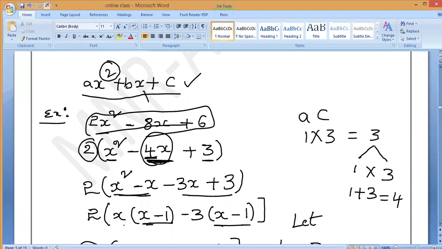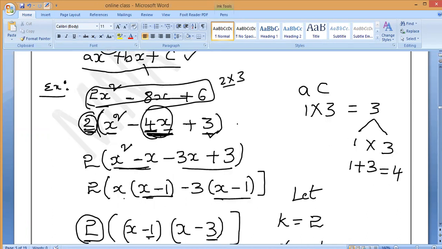So 2 is common. If you bring the 2 outside, then what is inside? x square. If you observe here, 8 is a multiple of 2. So 2 into 4, I can write. 2 is already outside, so I can write here minus 4x. Do you understand? Everybody respond to me. Next, 6 is a multiple of what? 2 into 3. So 2 is brought outside, so it will become plus 3. Understand, Padmarshini? Yes, sir. Till here any doubt? You ask me.